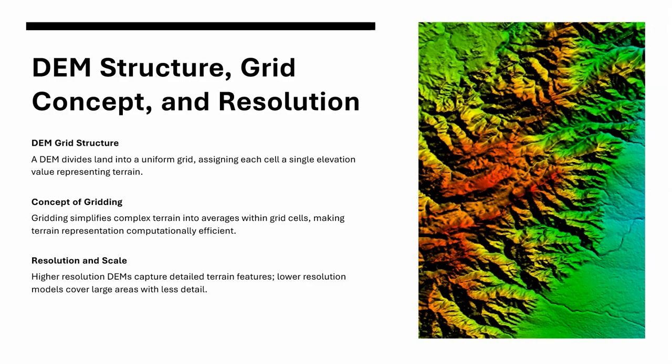There's a clear trade-off here. Finer resolutions are going to mean more accuracy, but a lot more data and computational time. Coarser resolutions will sacrifice that detail, but allow massive areas to be modeled quickly and effectively. When surveyors or engineers talk about DEMs, one of the first questions asked will always be, what's our resolution? Because that number is going to determine what the DEM will actually be applicable for.